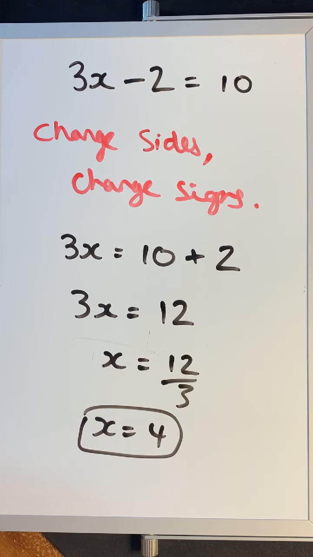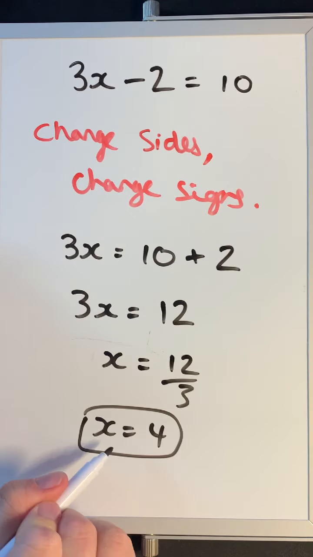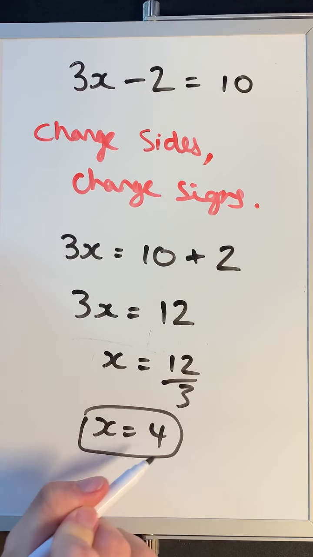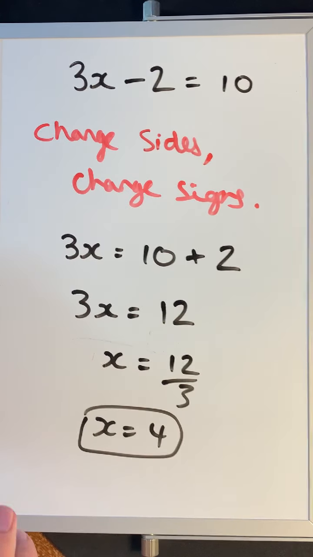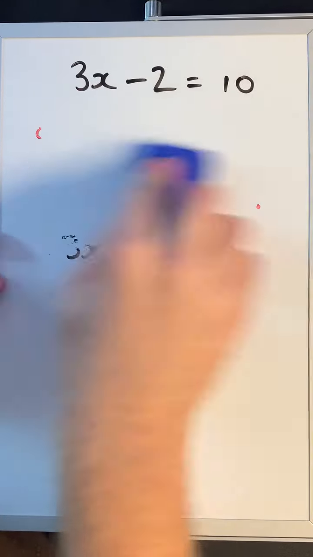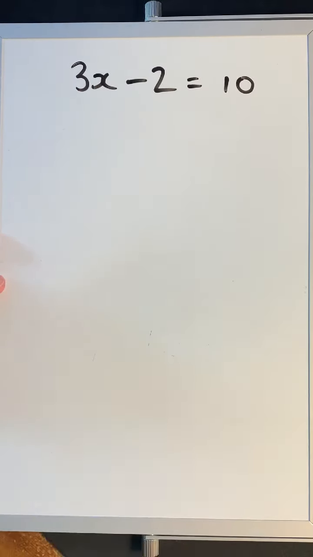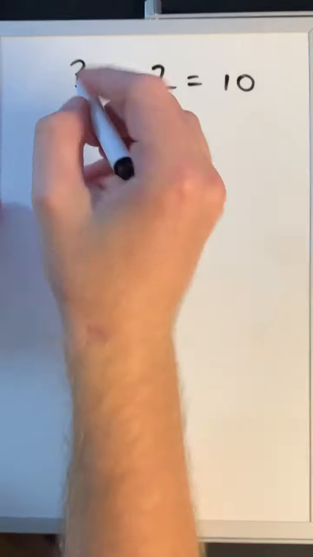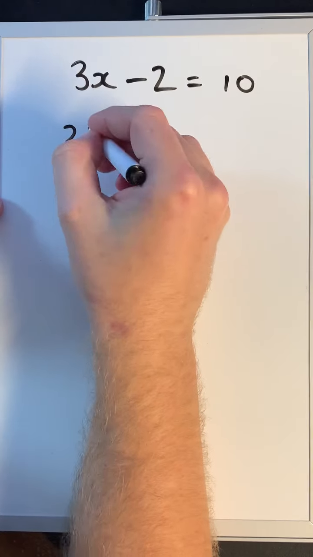Okay, and remember, you can always check your answers with linear equations, with simultaneous equations, quadratic equations, any equations, trigonometric equations when we get onto those. You can always check your answers by substituting this answer back into the original equation. Okay, so we got x equals 4 as the answer. So if I put this back into the original equation, wherever there's an x, we're putting 4.